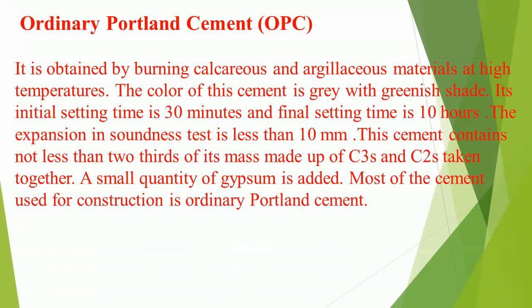Ordinary Portland cement, OPC. It is obtained by burning calcareous and argillaceous materials at high temperatures. The color of the cement is gray with greenish shade. Its initial setting time is 30 minutes and final setting time is 10 hours. The expansion in soundness test is less than 10 mm. The cement contains not less than 2/3 of its mass made up of C3S and C2S taken together. A small quantity of gypsum is added. Most of the cement used for construction is ordinary Portland cement.